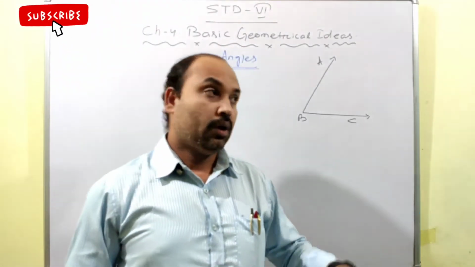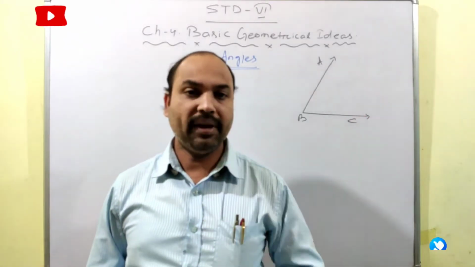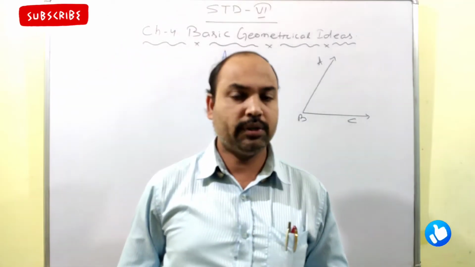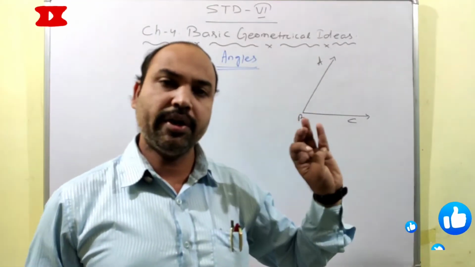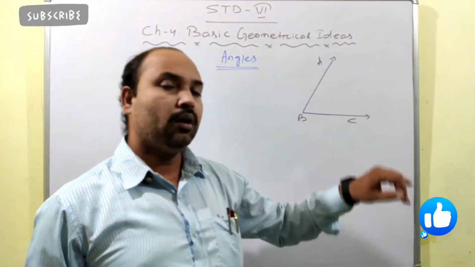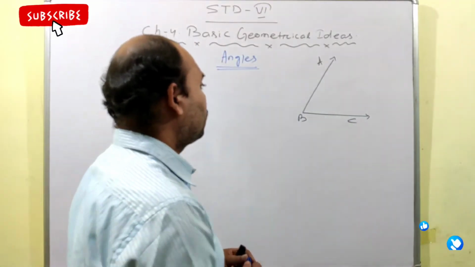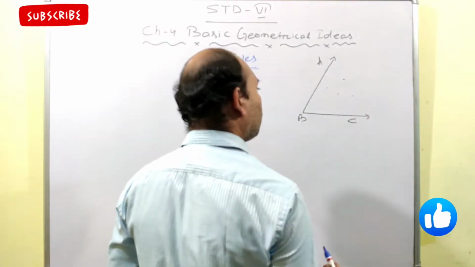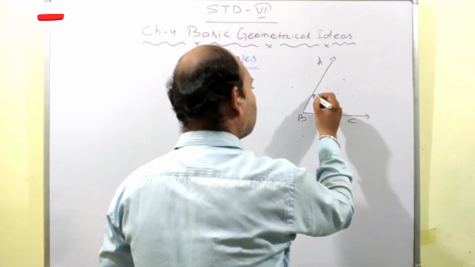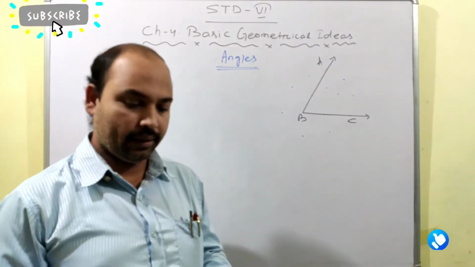Remember, an angle divides the plane into three parts. Which are? First, the interior of the angle, the exterior of the angle, and the boundary of the angle itself. Clear? Interior means what? See, I am putting some points here, and some other points here, and some points I am giving on the boundary of the angle.